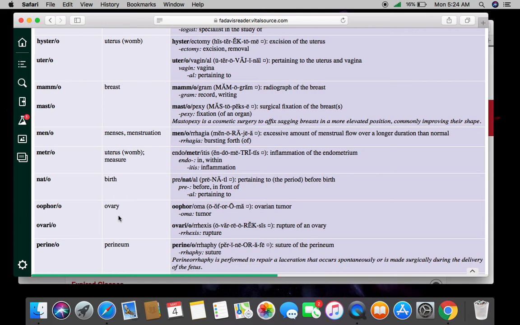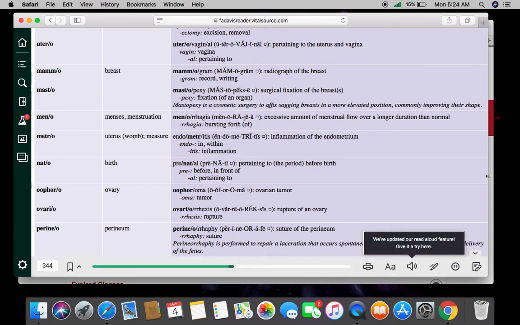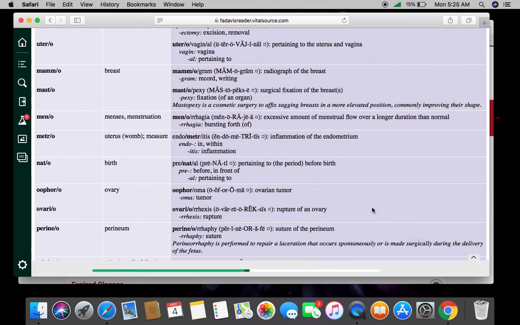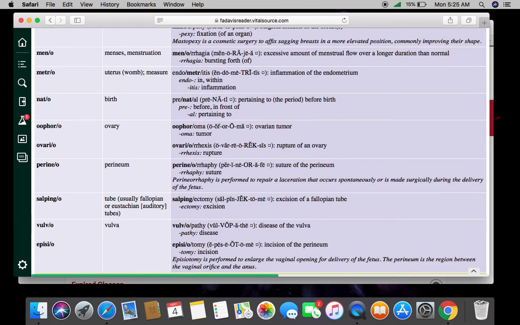Oophor, that's your ovaries, right? You could have a tumor in there, and then we must perform an oophorectomy if it's malignant or it's bad. Because if I don't, there will be rupture of the ovaries, and that's not good. And especially if it's a young person, that person will now be in danger of not having children, which is infertility. In means no or not.